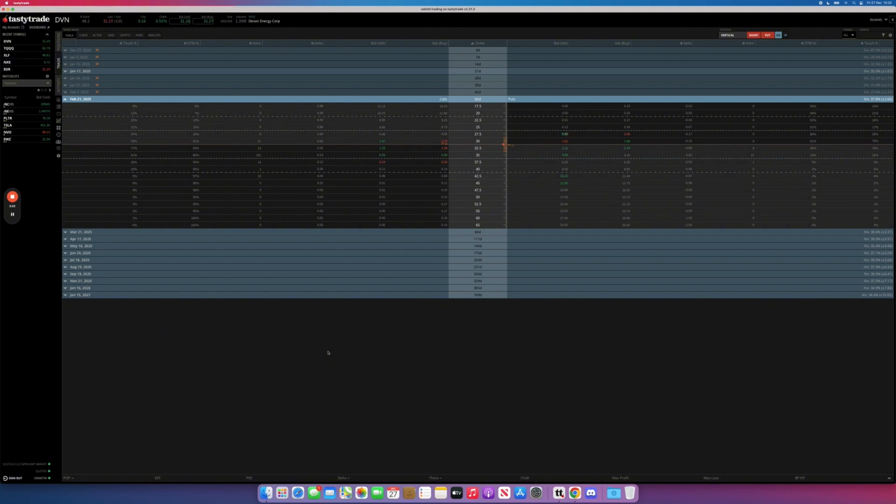Now at this point, we can choose what contracts we want to sell and where we want to sell them. We're going to sell one call and one put just to keep it very simple. Calls are on the left, puts are on the right. We have an orange horizontal bar that shows us where the price of DVN currently is with respect to the strikes. And we have a vertical orange bar that shows us the expected move of DVN over the next 56 days.